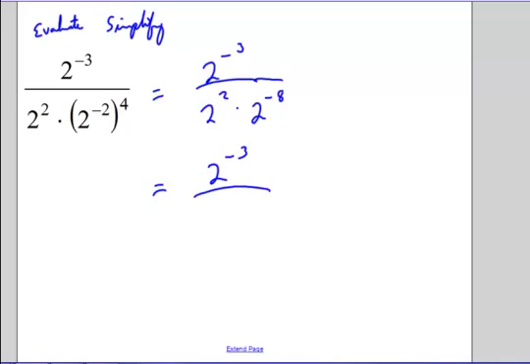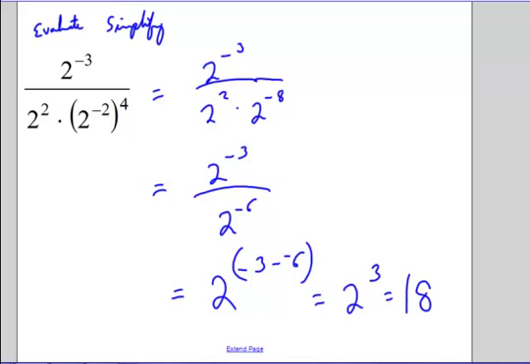And now I have a product of powers. Product of powers, I'm going to add those. That gives me 2 to the negative 6. And in this case, I have the same base, different powers, so I'm going to subtract the exponents. So minus a negative 6. And that gives me negative 3 plus 6 is a positive 3, so that gives me 2 cubed. And 2 cubed is 8, so my final answer is 8.